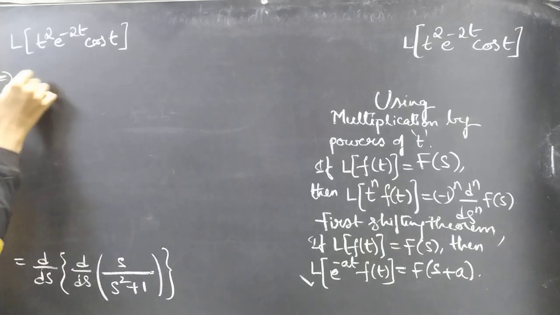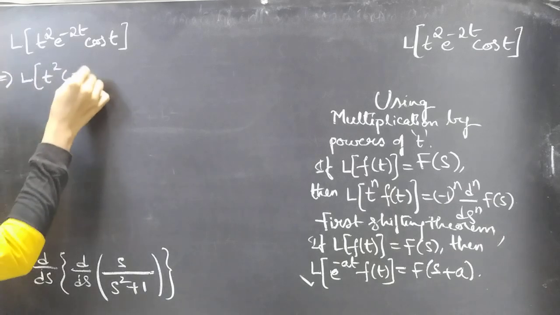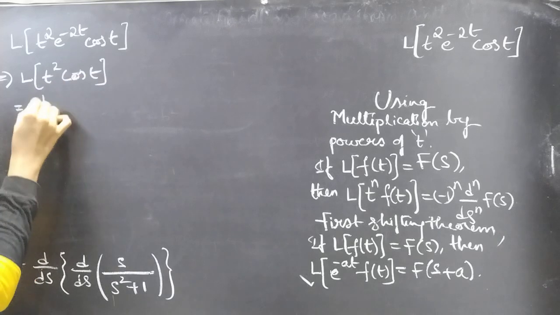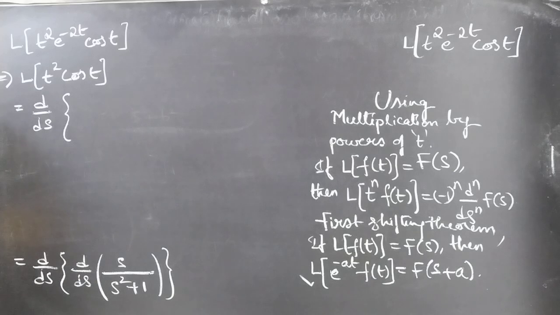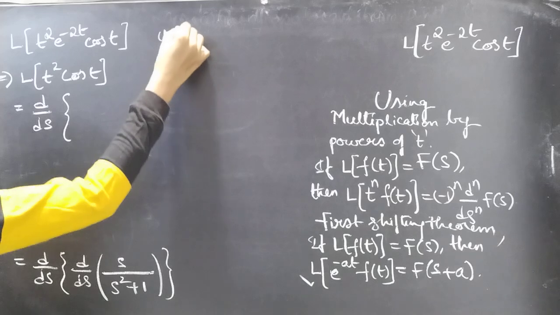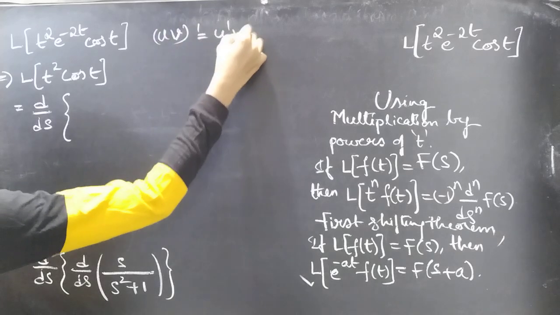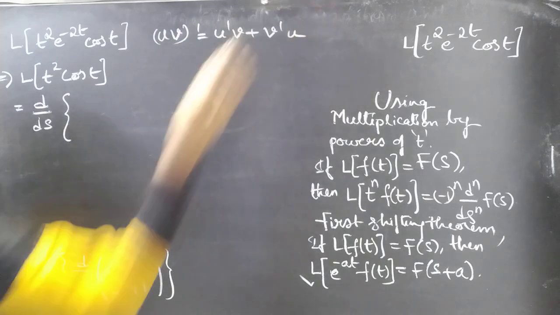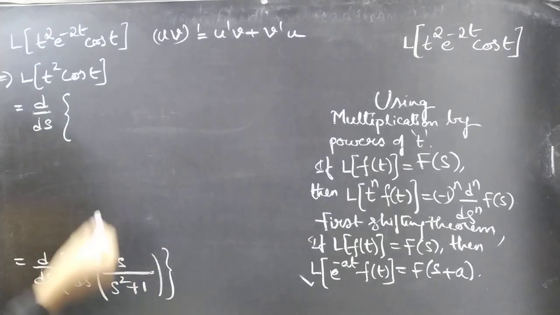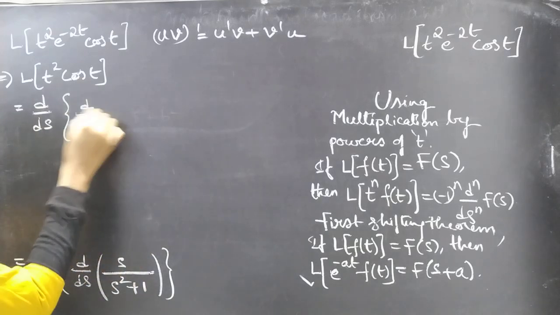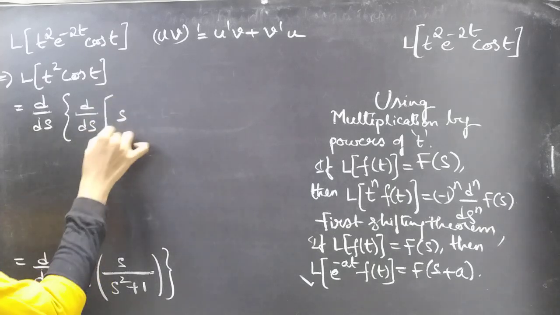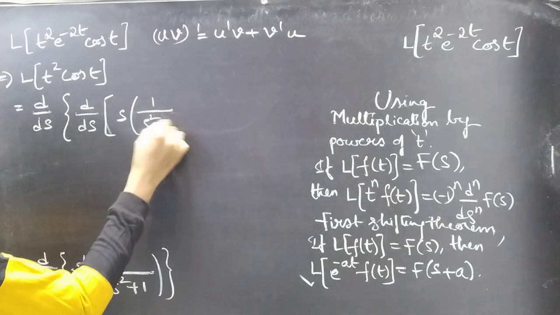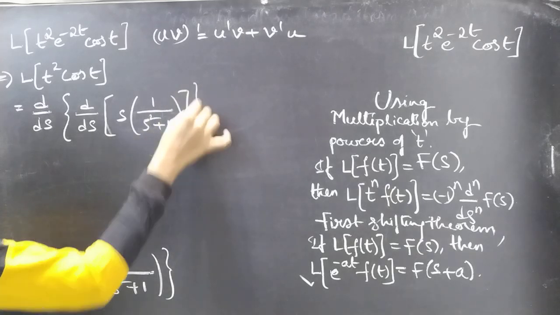Then L of t square cos t becomes d by ds of, so here we can apply either u by v whole dash formula or uv whole dash formula. Okay, we are going to apply uv whole dash formula, which is u dash v plus v dash u. So now let's split this as u into v form. We'll get s into 1 by s square plus 1, right?